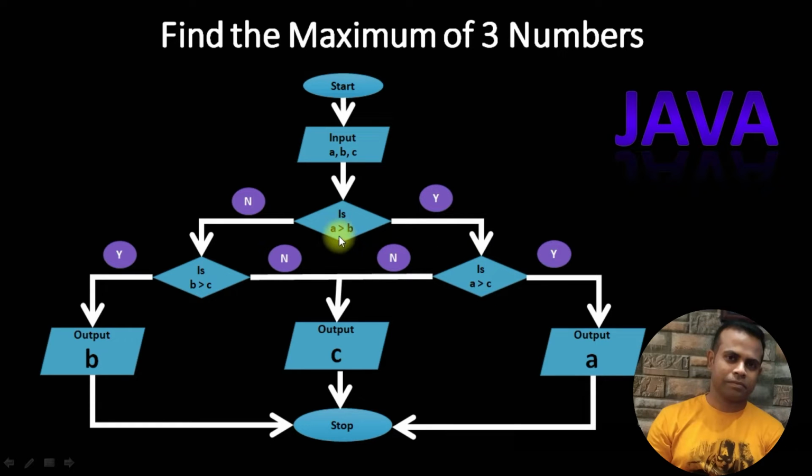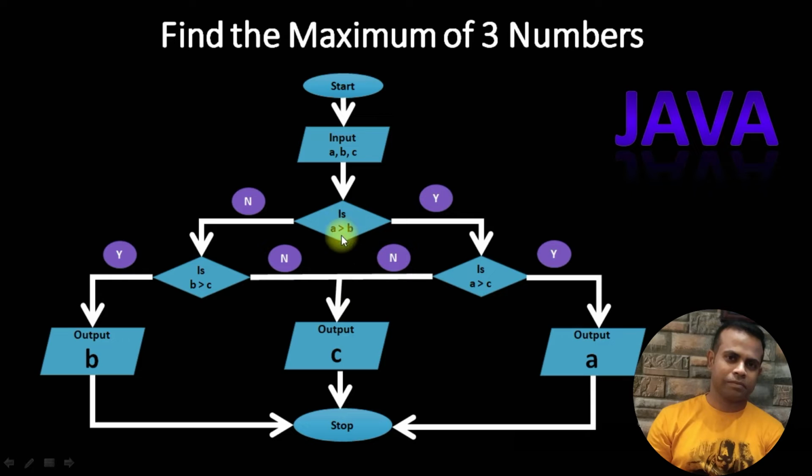So if a is greater than b, under the if block we again consider is a greater than c. That means we already considered a greater than b and we found that a is greater, that's why it's yes. Now we will check if a is greater than c. If a is greater than c, that means among these three a is the maximum number, and if it's yes then we will print a as the maximum number. If no, then we will print c as the maximum number.